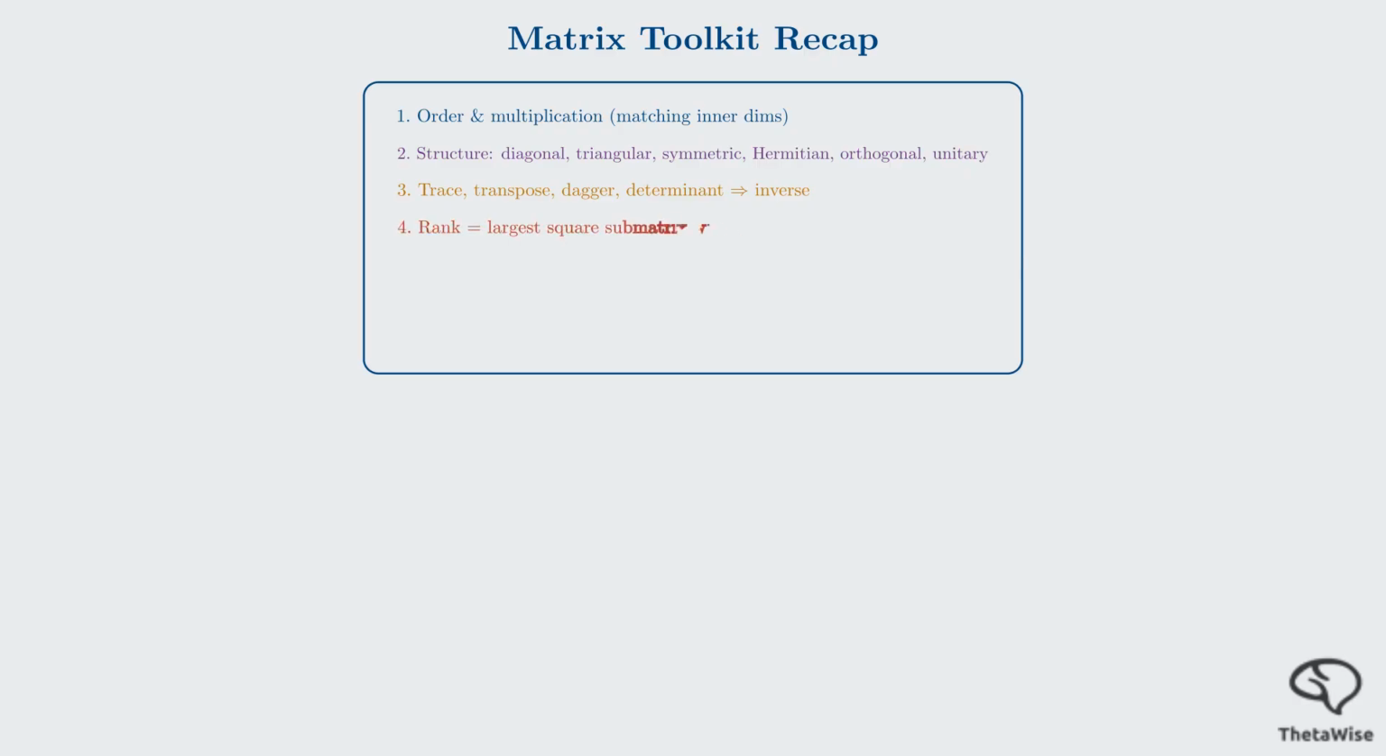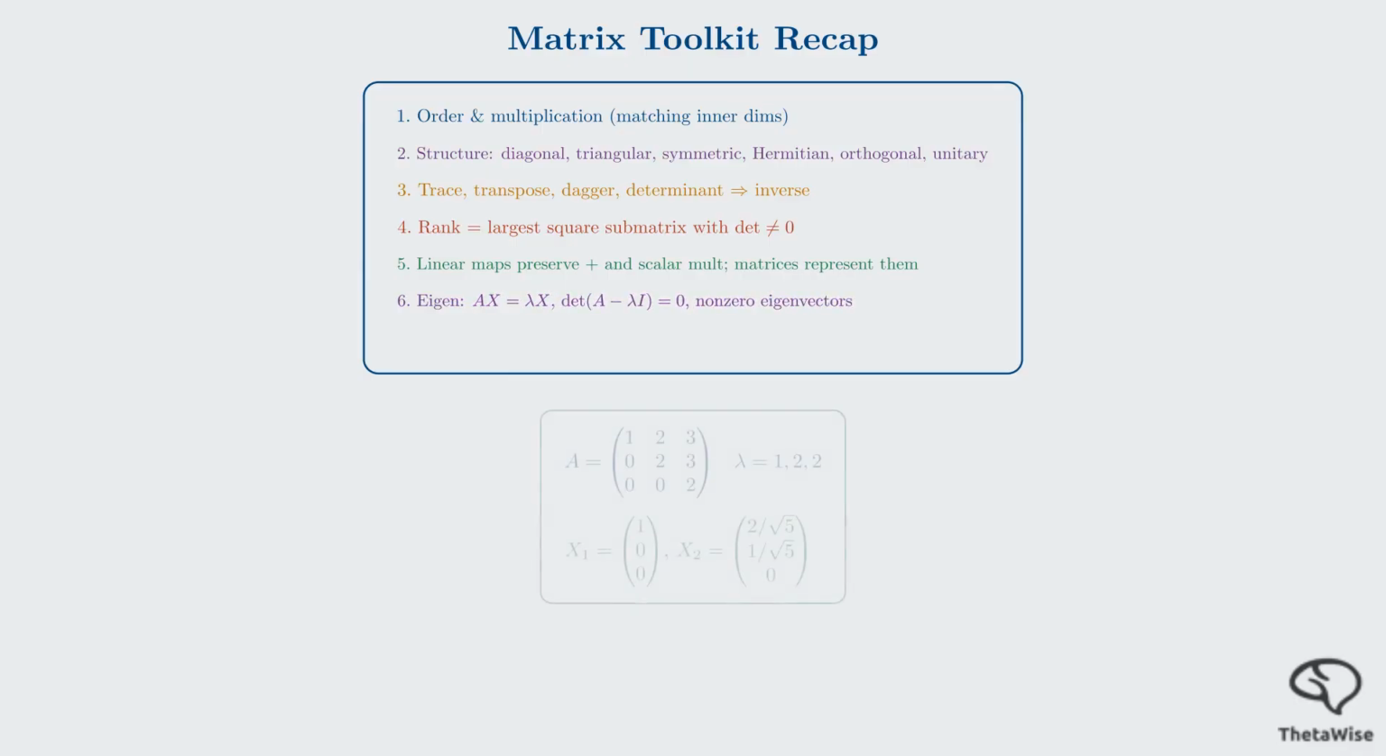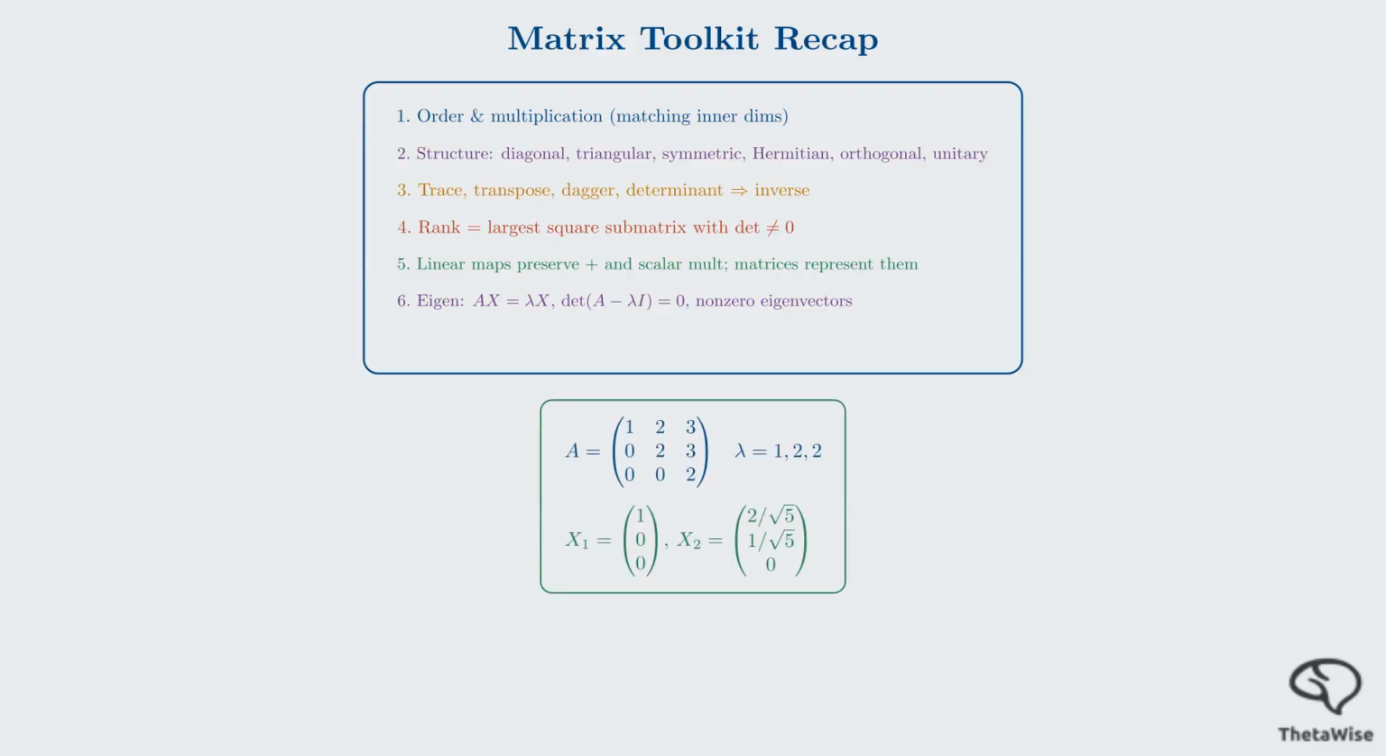A linear transformation preserves vector addition and scalar multiplication, and a matrix represents that transformation. For eigenvalues, begin with Ax equals lambda x, rearrange to (A minus lambda I) times x equals 0, set the characteristic determinant to 0, and solve for non-zero eigenvectors. In our central example, the eigenvalues were 1, 2, and 2, with normalized eigenvectors. Trace and determinant check the result.